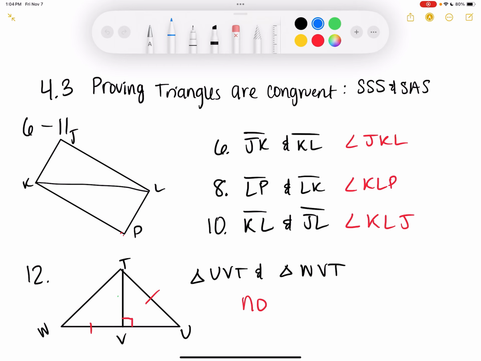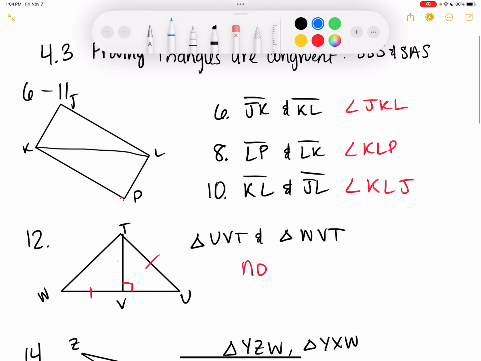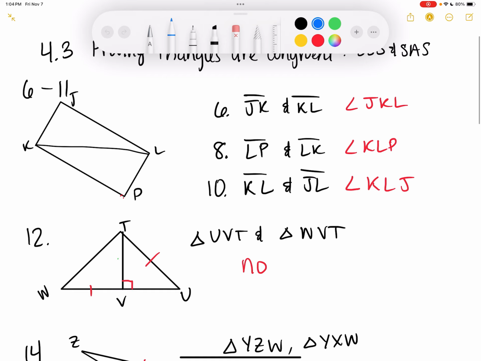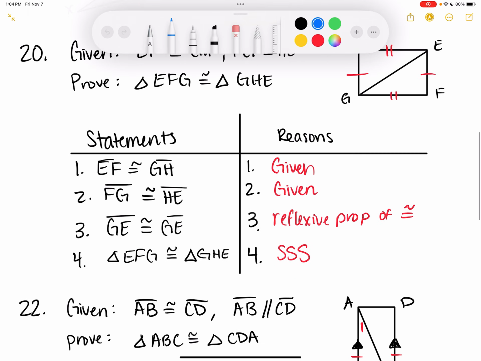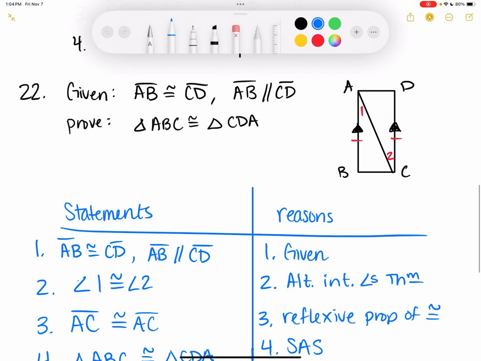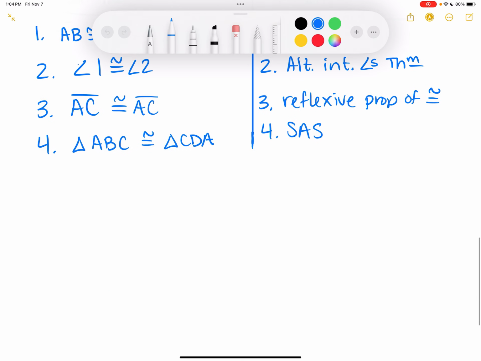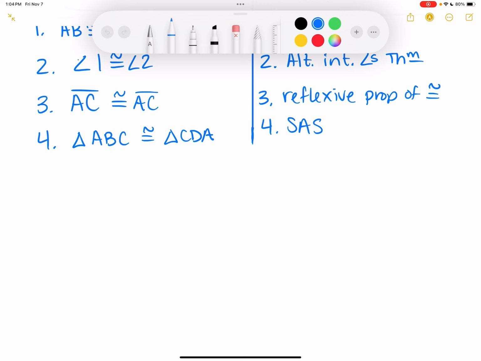If I remember correctly, we have 2 proofs left. So we were looking at proving triangles are congruent by side, side, side, and side angle side. And so we had looked at 2 proofs already, and then we had 2 more to look at, one that's kind of short and then one that's a little bit longer.